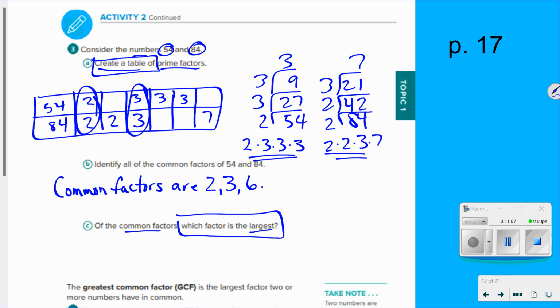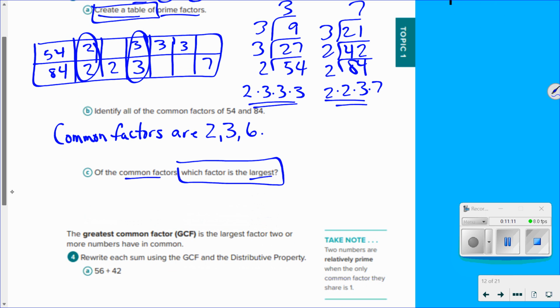Who was that? Tiana? Good. Make sure you're raising your hand, though. So the largest factor, or the largest common factor, is 6. Does everybody understand where that came from? Okay? Okay, who wants to have their mind blown?